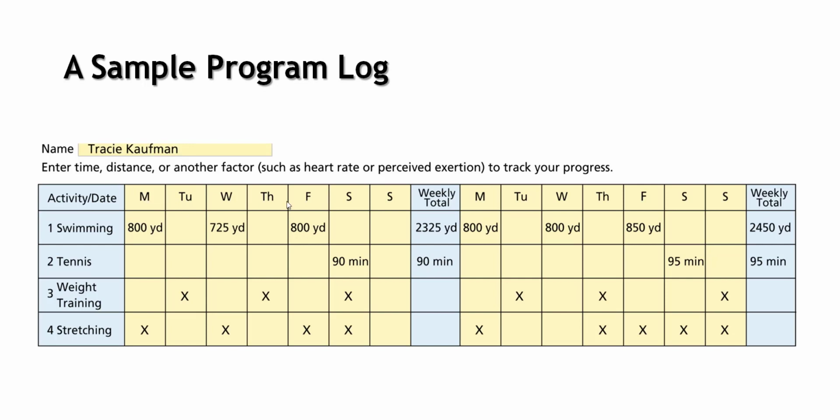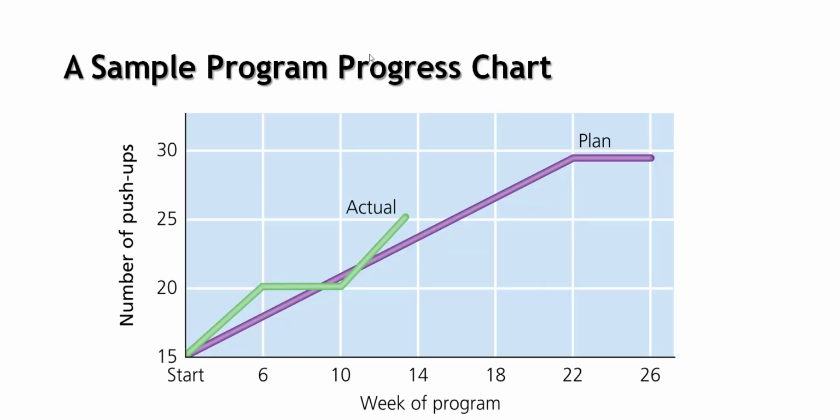She divided the week into days, and then she's keeping a log of what she's been doing. And this is the first week, a total of 23-25 yards. And then the second week she improved it to 24-50 yards. So this is just going to keep you in perspective of what you're doing, where you were at, and how you're improving or progressing.